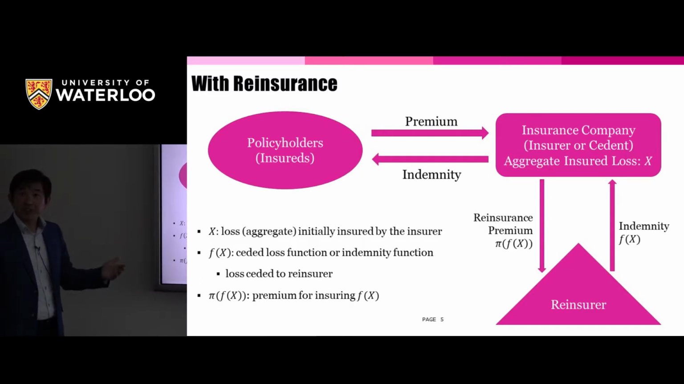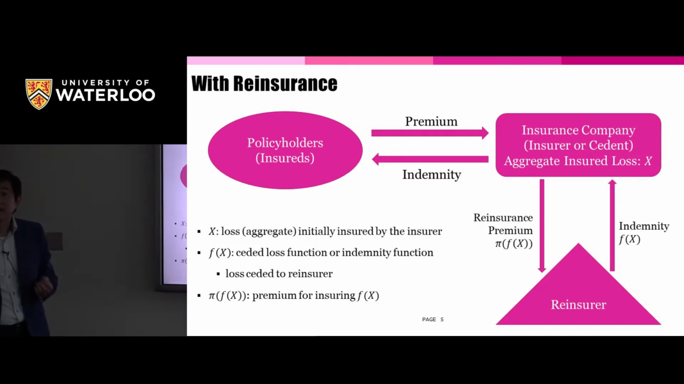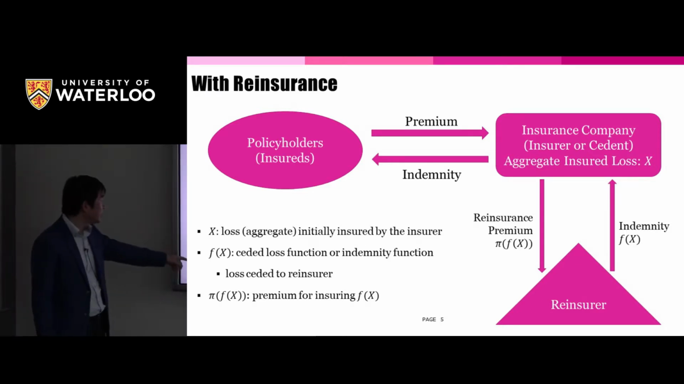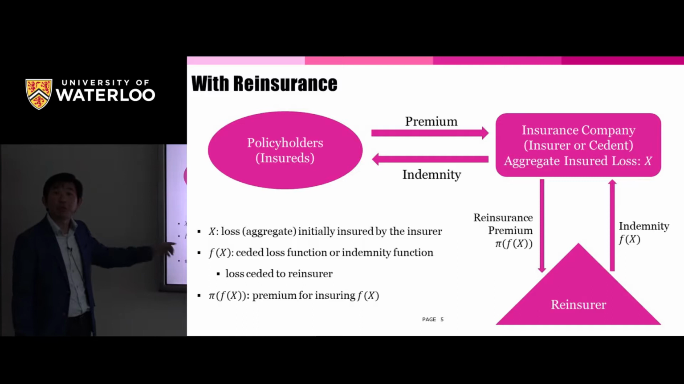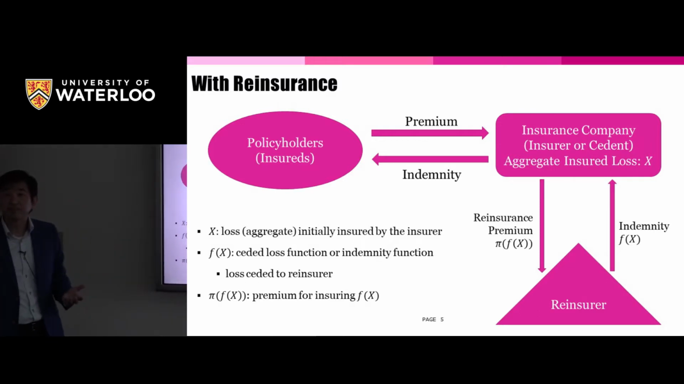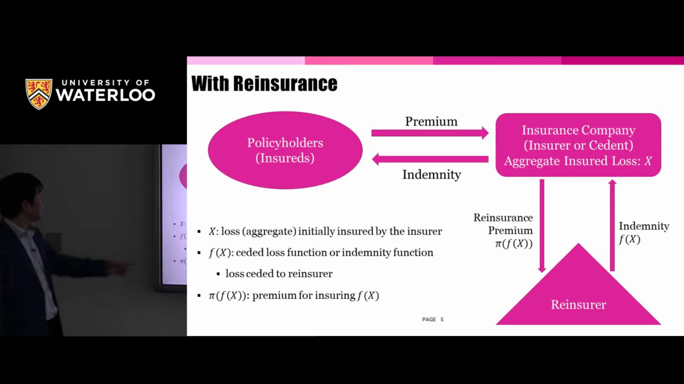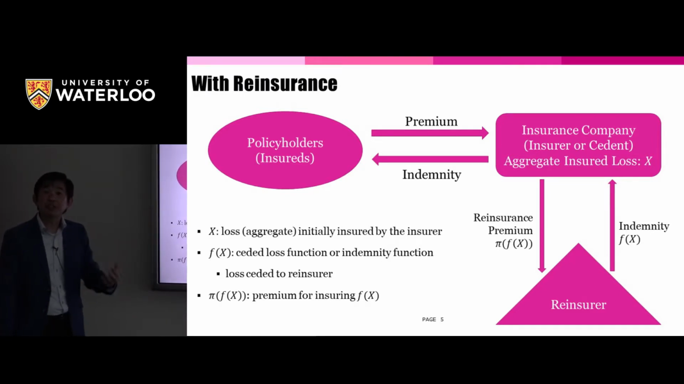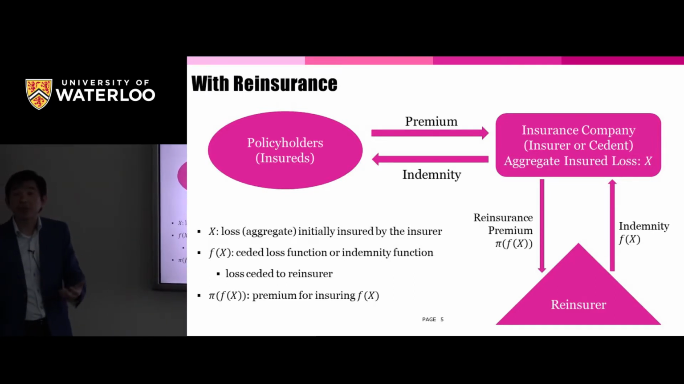Because of the risk transfer from the insurance company to the reinsurer, there is a cost to the insurance company. And this is denoted by the function pi, which is the insurance premium that will be charged by the reinsurance company. Note that the amount of premium charged will be a function of how much risk is being ceded to the reinsurance company.